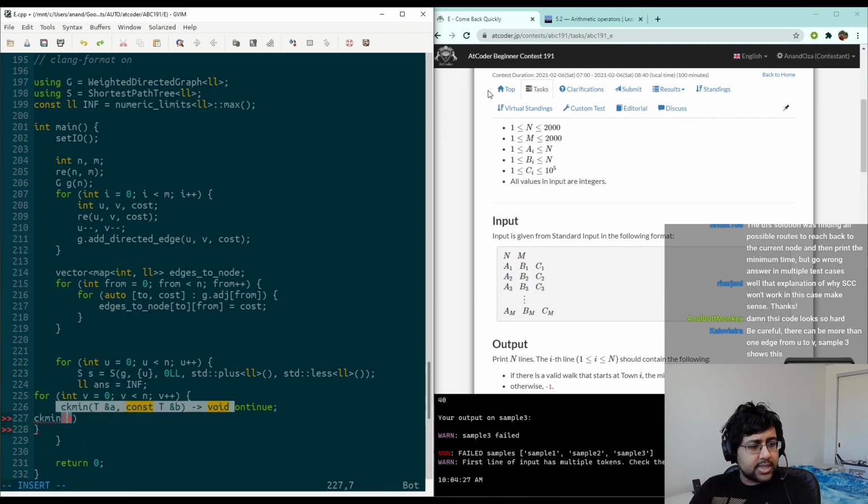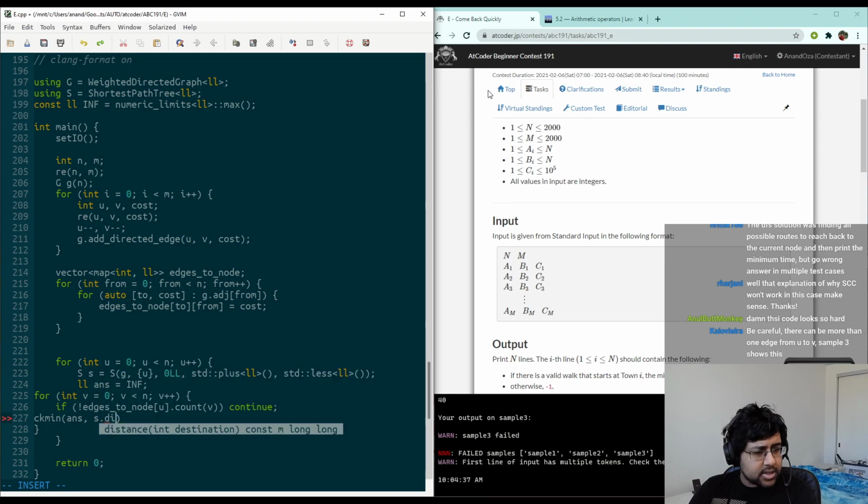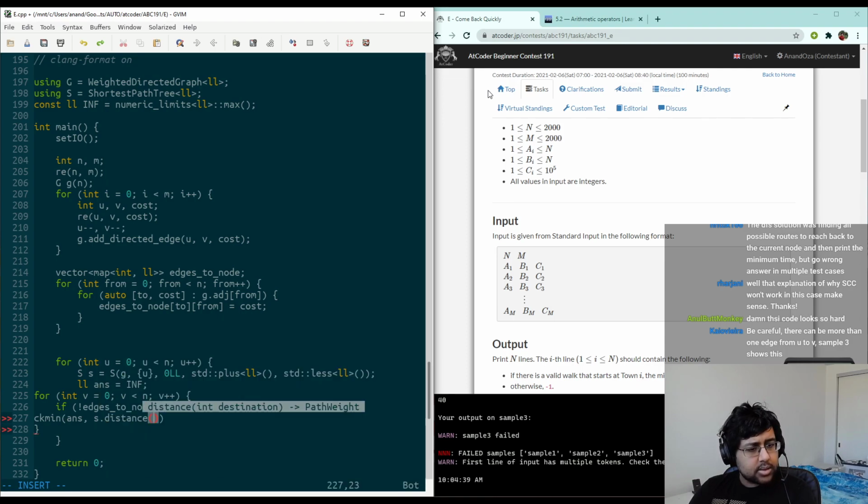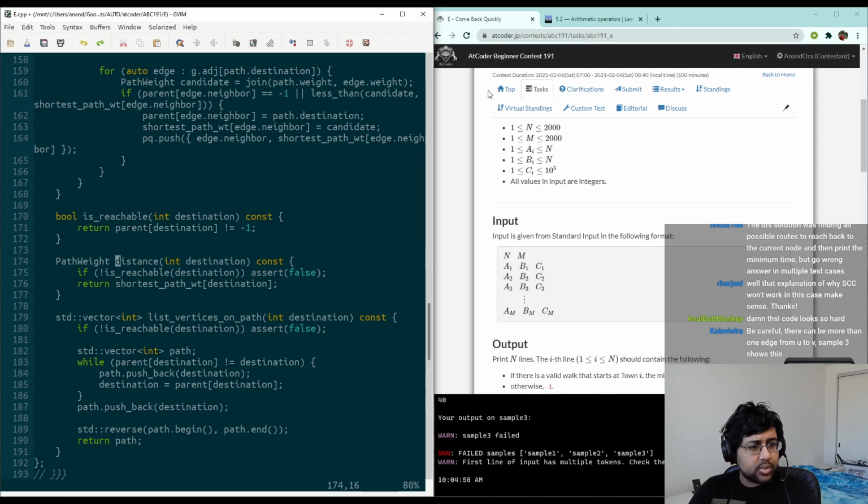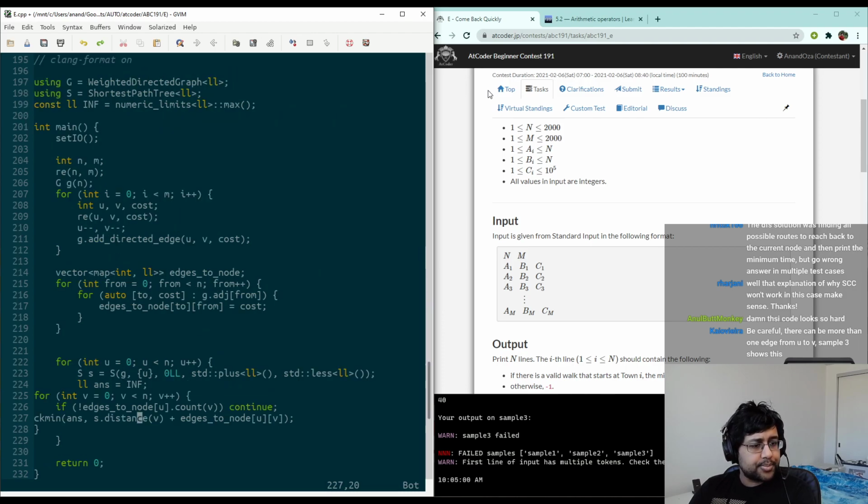what we're going to do is set answer to the minimum of s.distance. So we're going to find the distance from U to V plus the distance from V to U via a single step. And I guess we should see what this does if it's not reachable. Okay, so we need to check if it's reachable.